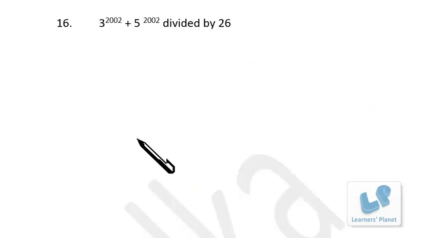Now we see this: 3 raised to 2002 plus 5 raised to 2002 divided by 26. Now we can find the remainder in individual cases, right? So 5 raised to 2002, I can just write as 25 raised to 1001. And this is what? 26 minus 1 raised to 1001, right? So the remainder will be minus 1 raised to 1001, that means minus 1. So in this case, the remainder will be 25, right? So 5 raised to 2002, if we divide by 26, the remainder is 25.